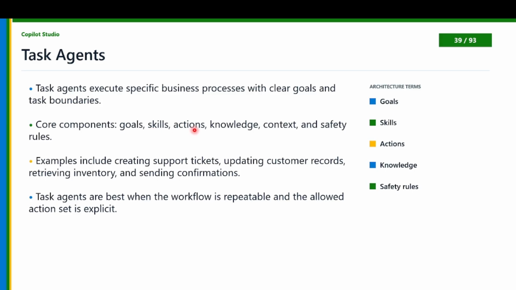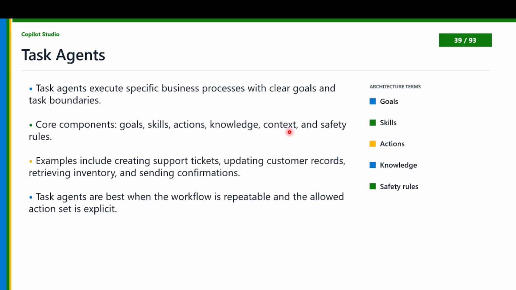you give the agent the right actions. So actions are the steps it should take to perform a particular task. So actions are very, very important. So the goal is what the agent should achieve. Actions are what it should do to achieve the goal. And the knowledge is where it can fetch information to perform the actions.